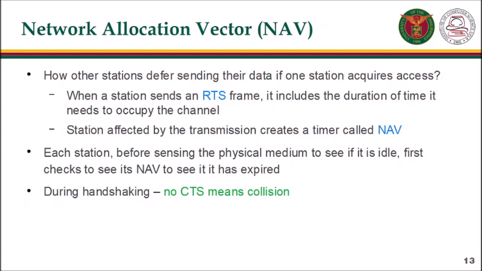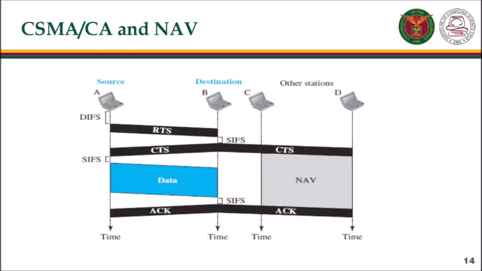What happens if there is a collision during the time when RTS or CTS control frames are in transition, often called the handshaking period? Two or more stations may try to send RTS frames at the same time. These control frames may collide. However, because there is no mechanism for collision detection, the sender assumes there has been a collision if it has not received a CTS frame from the receiver. The backoff strategy is employed and the sender tries again. Here is the diagram for CSMA/CA and NAV.